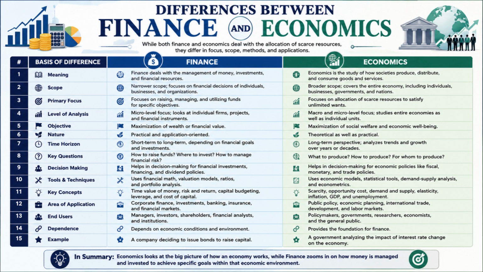Number 1. Finance deals with the management of money, investments, and financial resources, whereas economics studies how societies produce, distribute, and consume goods and services. Number 2. Finance has a narrower scope focusing on individuals, businesses, and organizations, whereas economics has a broader scope covering entire economies, governments, and nations.